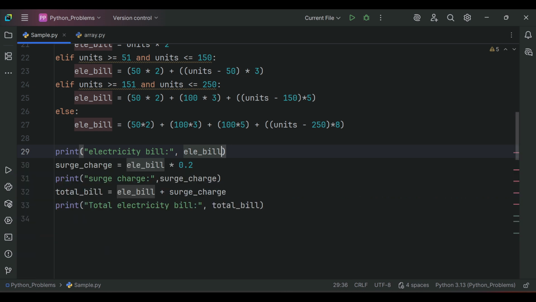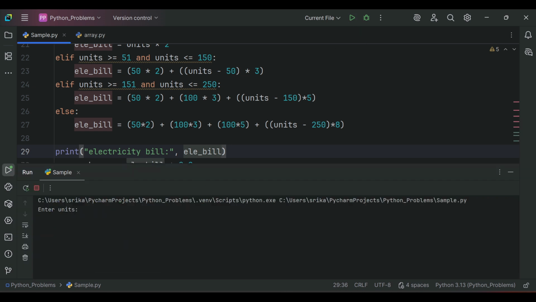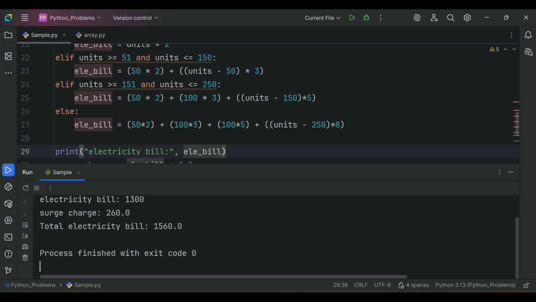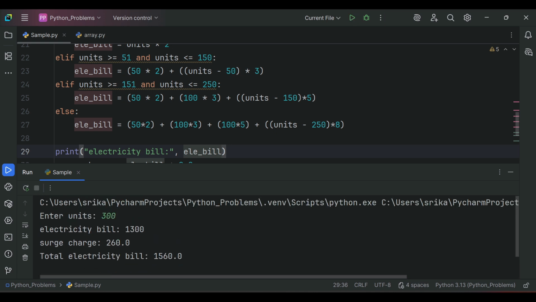Now here I am mentioning 300 units. Suppose 300 units are there, then the electricity bill is 1300, the surge charge is 260 rupees, and the total electricity bill is 1560 rupees.